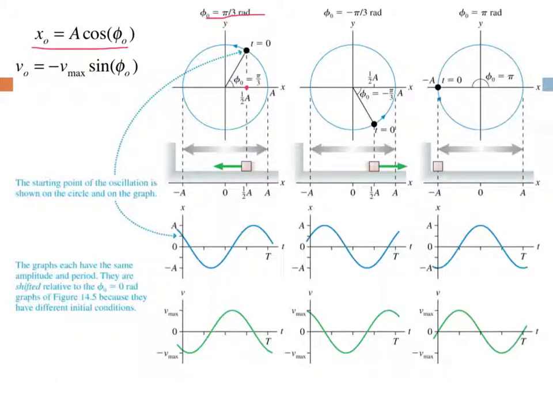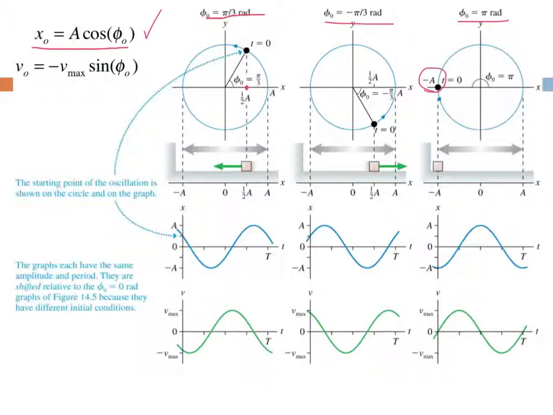In the second picture, I'm also starting at 1/2 A, but our phi naught is actually negative pi over 3. So if I do the cosine of negative pi over 3, I still get that 1/2. So my initial position is still 1/2 A. Here we are traveling in a different direction, but again, all this equation tells me is my initial position. In the last picture, my phi naught is equal to pi. So if I put the cosine of pi into my equation, I would get -1. So my initial position is negative A.